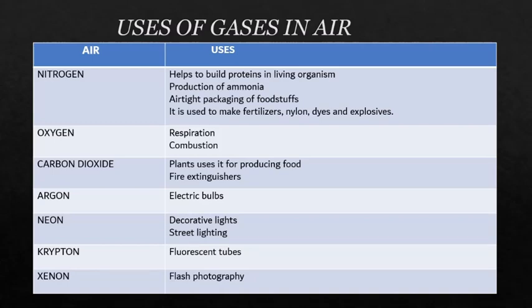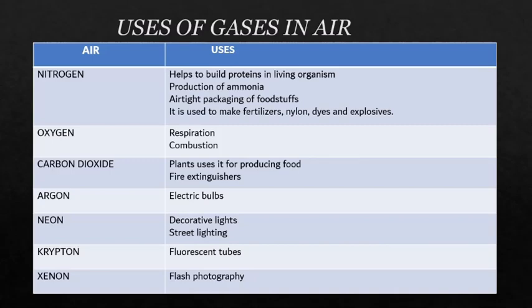The next gas is argon. Argon gas is used in making electric bulbs. Next is neon. Well, neon gas is used in making decorative lights. We use decorative lights during Diwali and various festivals. Neon gas is also used in making street lights.